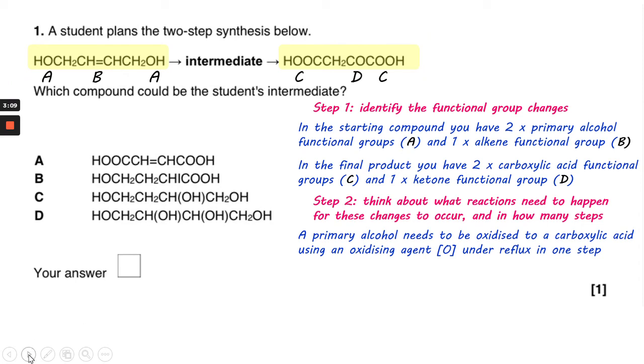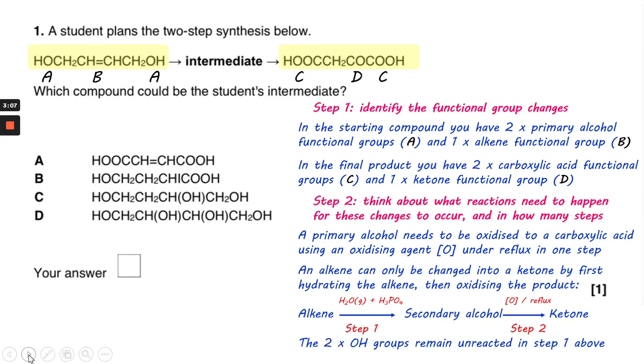So let's just summarize that as well. An alkene can only be changed into a ketone by first hydrating it using steam and concentrated phosphoric acid. That makes a secondary alcohol, and the secondary alcohol will further be oxidized into a ketone. The two OH groups that are present here and here won't react with the steam in the presence of H3PO4, so they'll remain unreacted here. So they're still going to be present in the secondary alcohol.